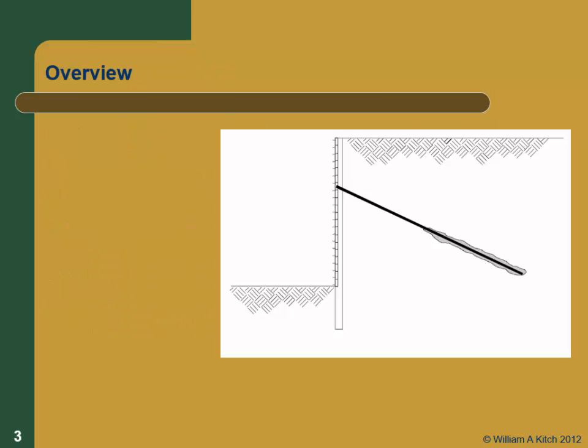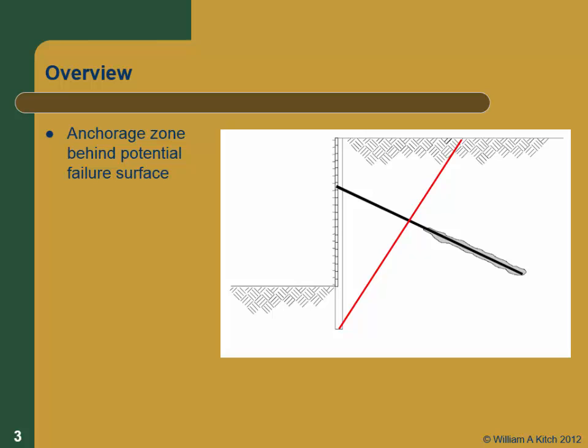All right, so let's just overview the process, what an anchor is and how it's put in. So an anchor has two zones. It has a bonded zone where it's actually grouted and structurally connected to the soil, and then it has an unbonded zone above that, where the anchor is actually free in the drill hole that you've made for it. It's not bonded there. This is one of the big differences between anchors and soil nails.